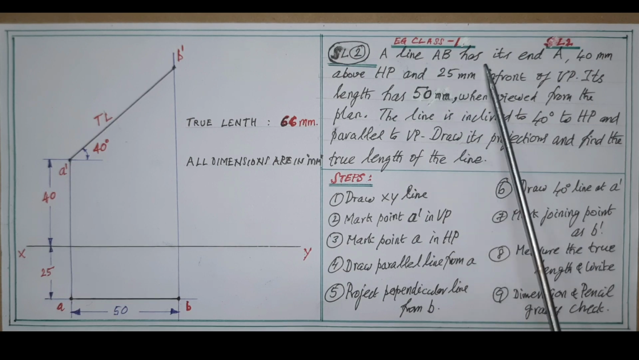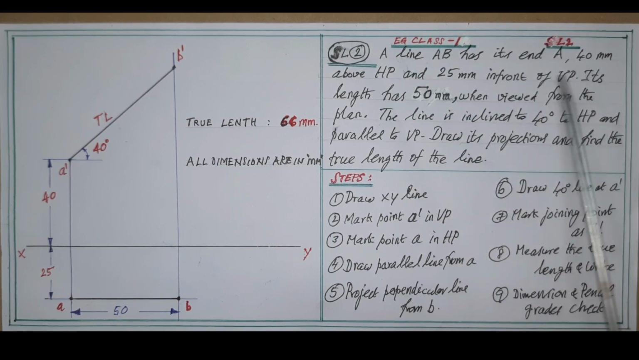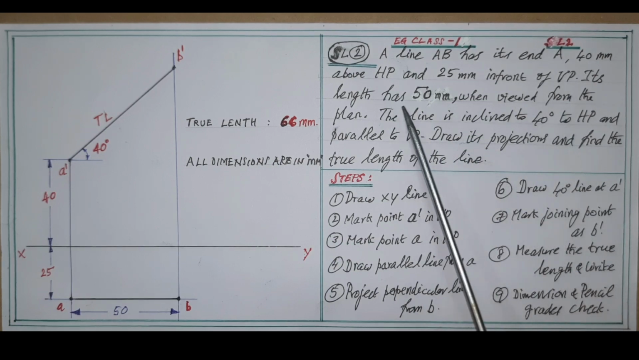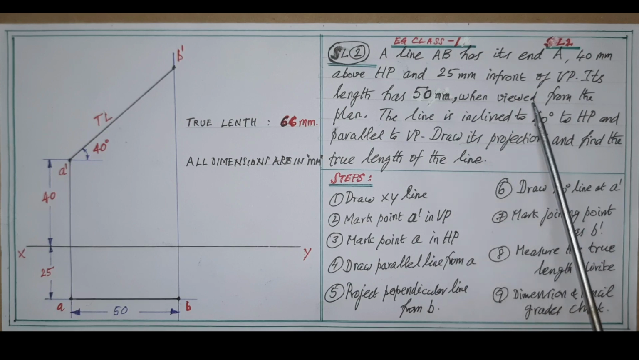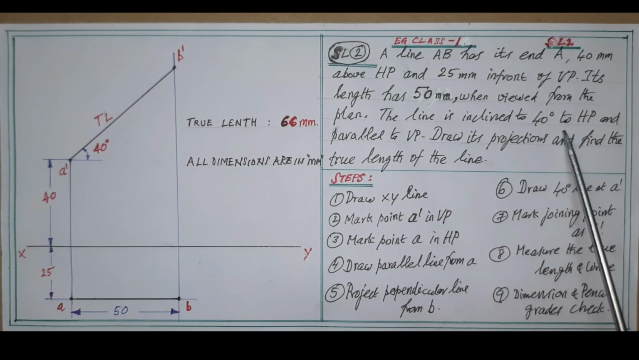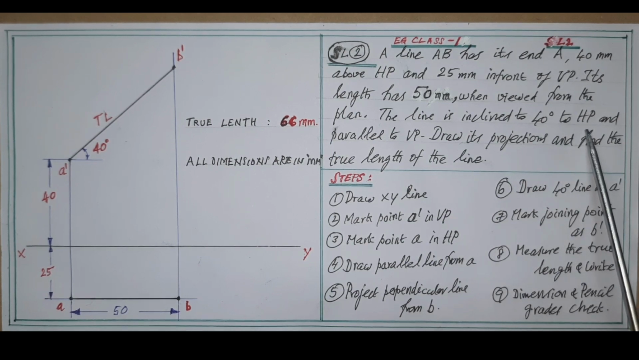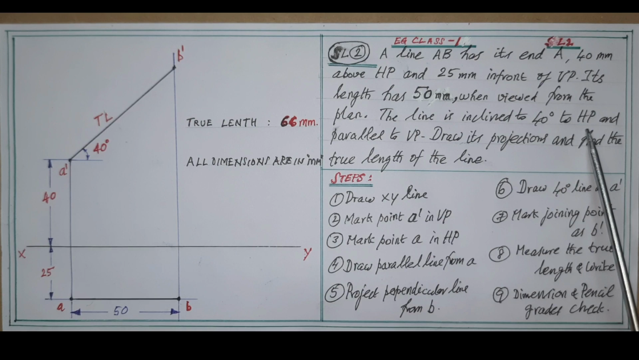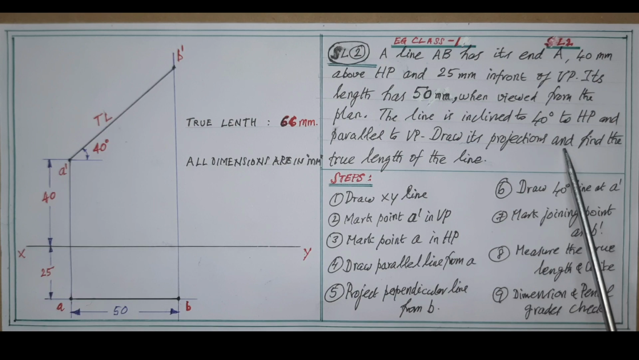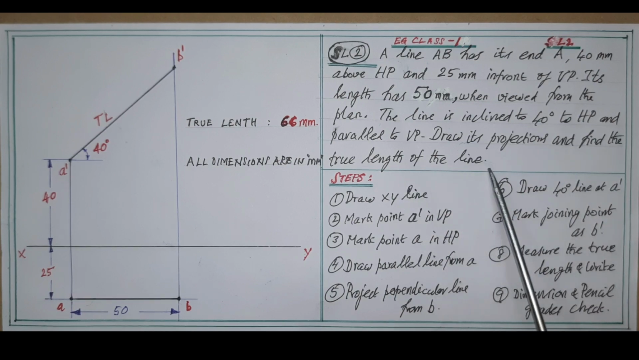A line AB has its end A 40 mm above HP and 25 mm in front of VP. Its length is 50 mm when it is viewed from the plan view. The line is inclined 40 degrees to the horizontal plane. 40 degrees to the horizontal plane means the true length will be visible only in the vertical plane. So 40 degrees to horizontal plane and parallel to vertical plane. Draw its projections and find the true length of the line.